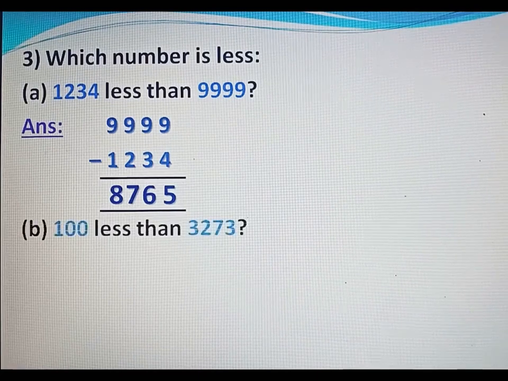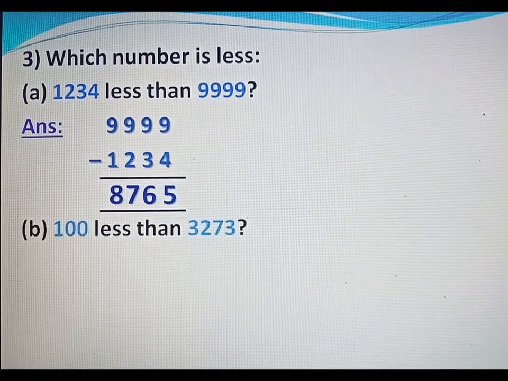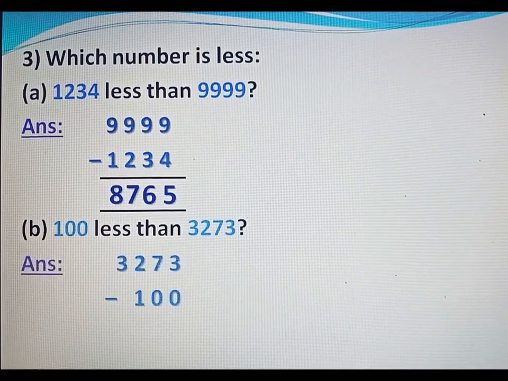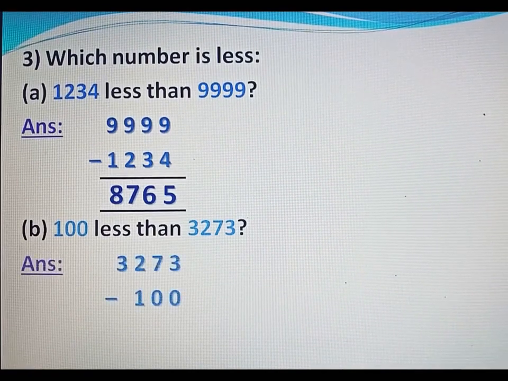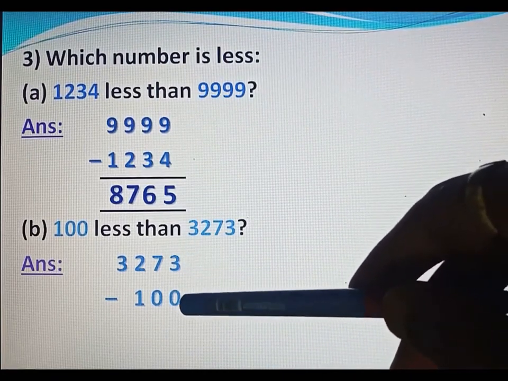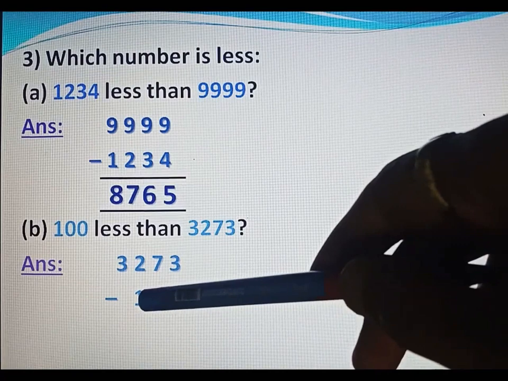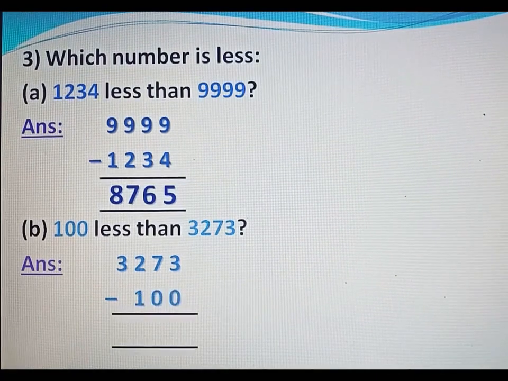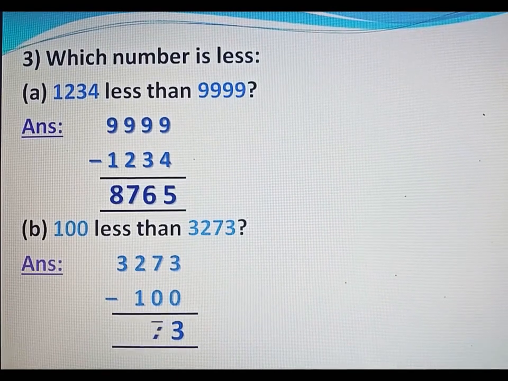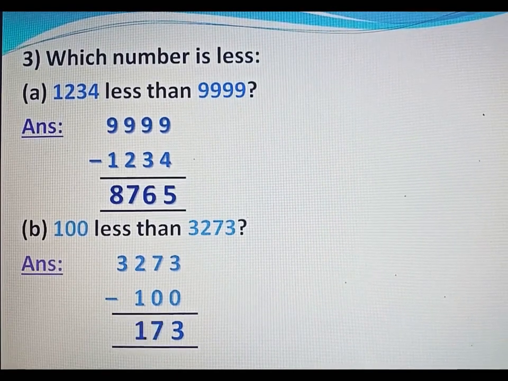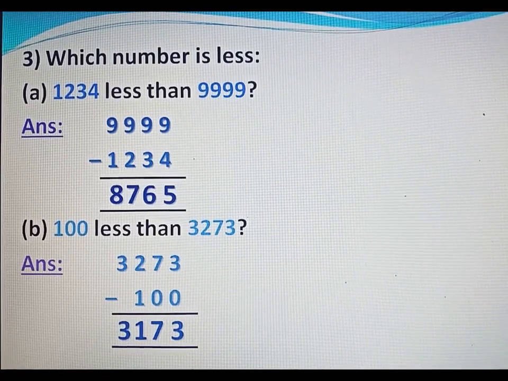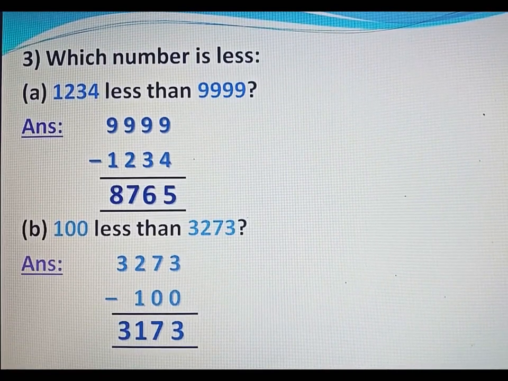B part. 100 less than 3,273. Answer. First we write the number in columns, that is 3, 2, 7, 3. Second number we will start from the last, that is 0, 0, 1. And then we will do subtraction. This 3 minus 0, 3, 7 minus 0, 7, 2 minus 1, 1. This 3 as it is, so 3. The answer is 3,173.